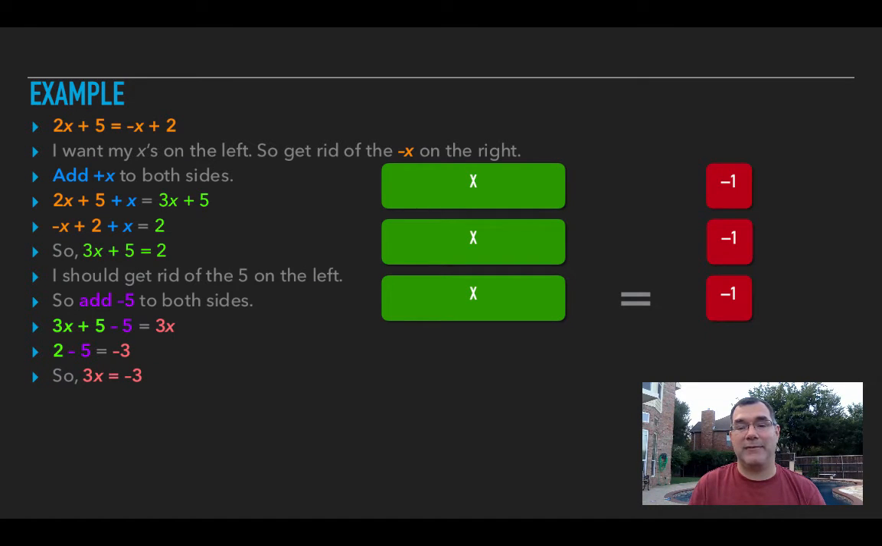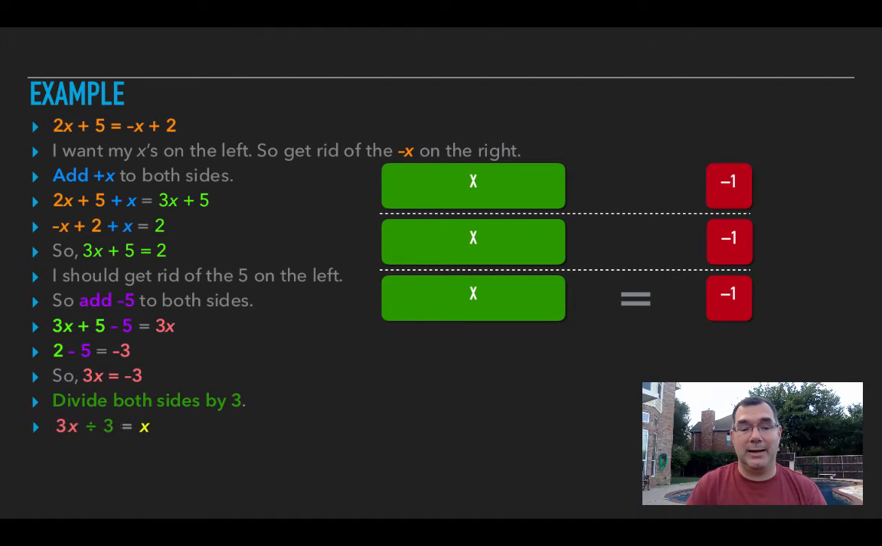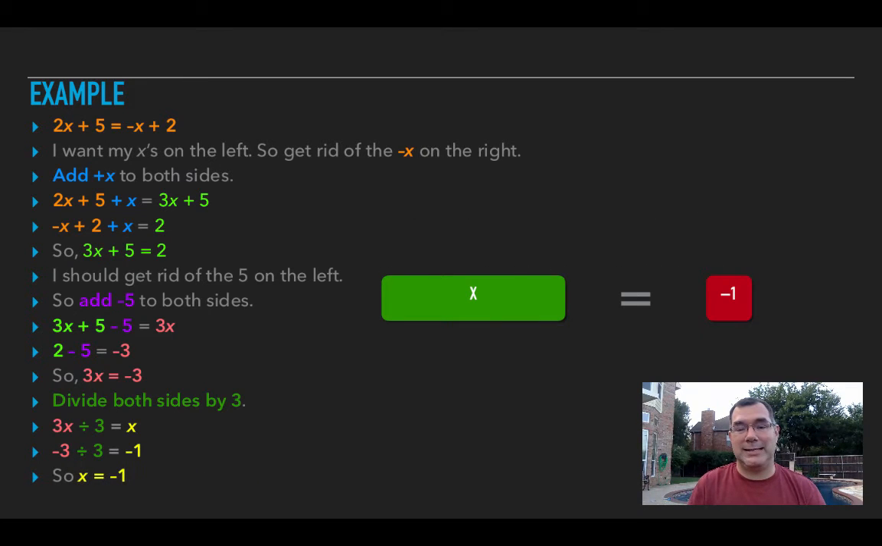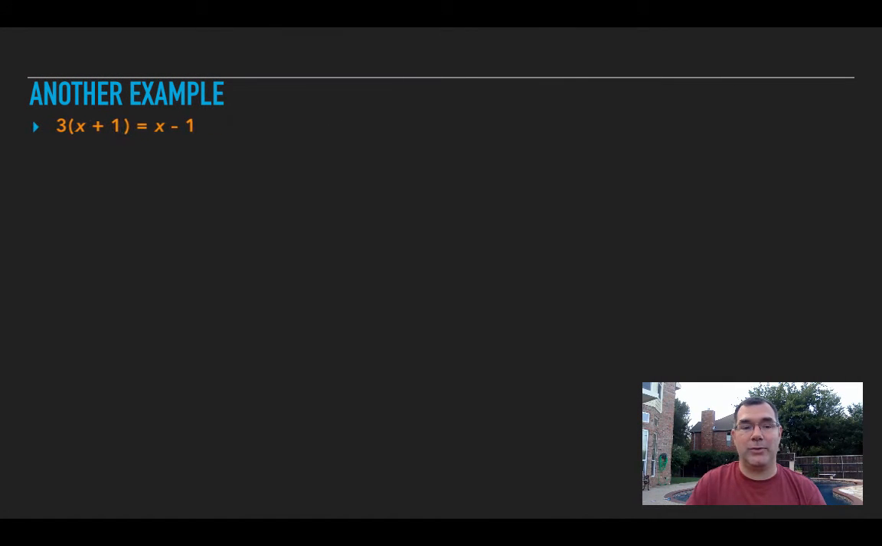So now I have 3x on the left, I have negative 3 on the right, so that means that 3x equals negative 3. If I divide both sides by 3, then I have x on the left, I have negative 1 on the right, so x is negative 1. So that's one example of how to do that, just following the steps that I went through with you.